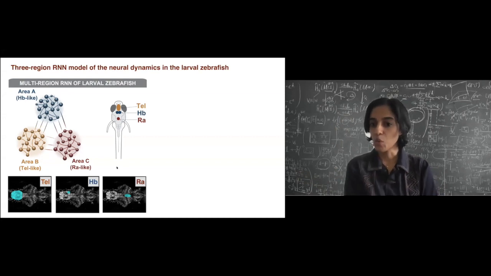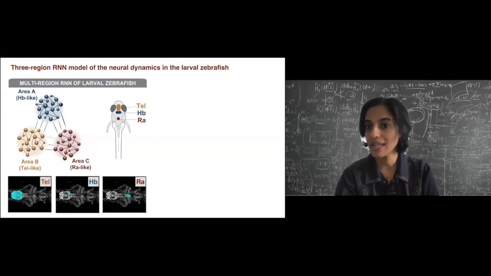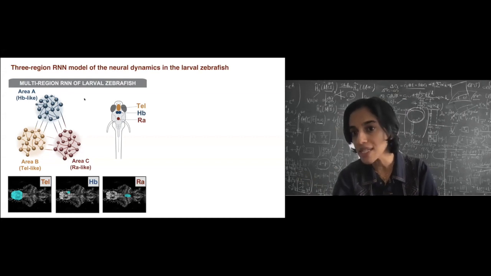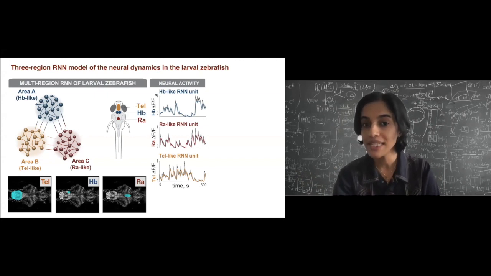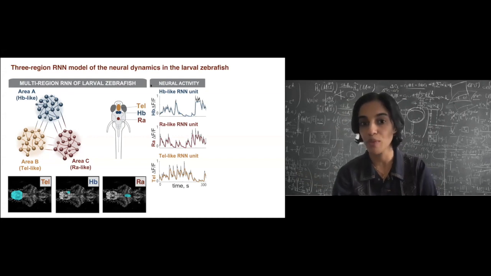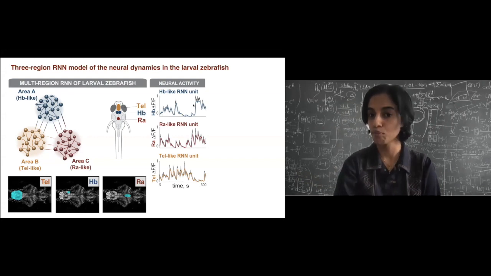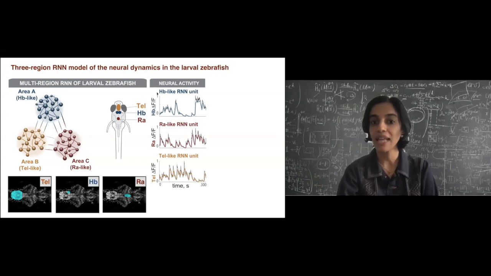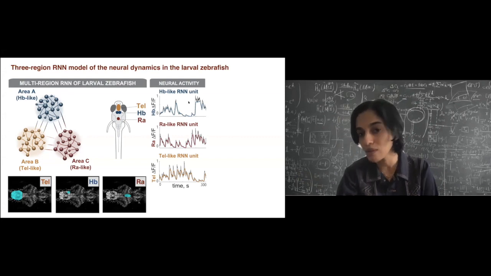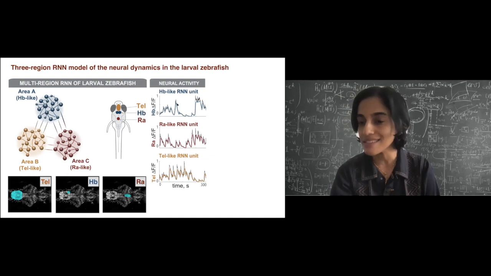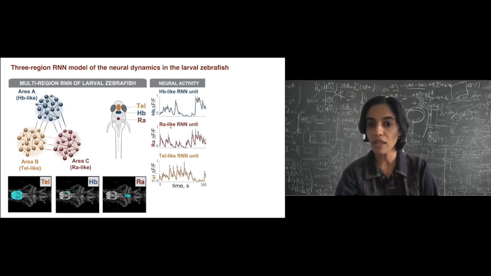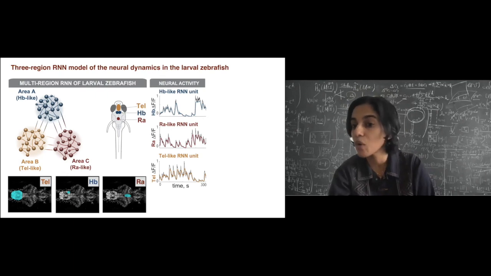We take this network, and every unit has a target function derived from a corresponding unit in the actual fish. And sure enough, this works. Again, this is a medium-sized whoop, although it is pretty cool. I'm showing you delta F over F of each of these regions. In black is the data and in blue is the network's fit, in the habenula as a function of time. You can see it matches really well. It misses the very temporally sparse ones, but it gets the overall essence right. The raphe-like RNN unit, in red, also does very well. The telencephalon one also does pretty well.